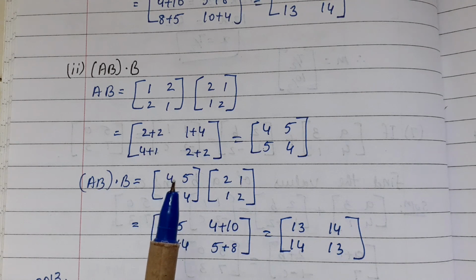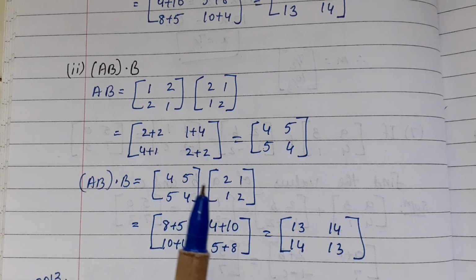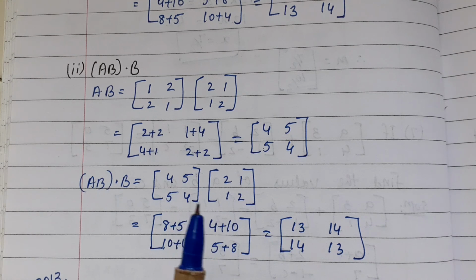We'll do the multiplication. 4 into 2, 8 plus 5 1s are 5, 8 plus 5, 13. 4 1s are 4 plus 5 2s are 10, 4 plus 10, 14. 5 2s are 10 plus 4 1s are 4, 10 plus 4, 14. 5 into 1, 5 plus 4 into 2, 8, 5 plus 8, 13. Answer is 13, 14, 14, 13.